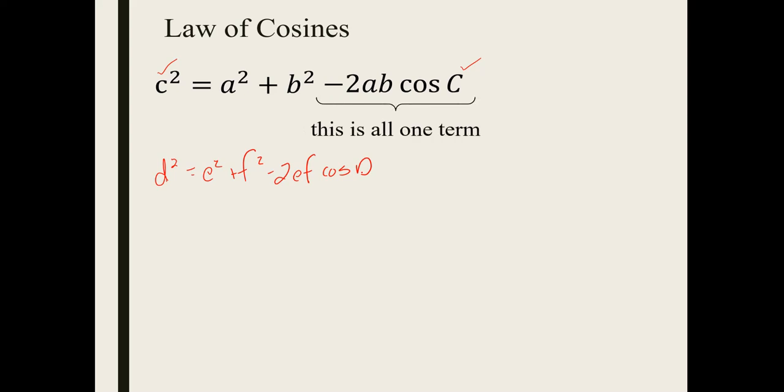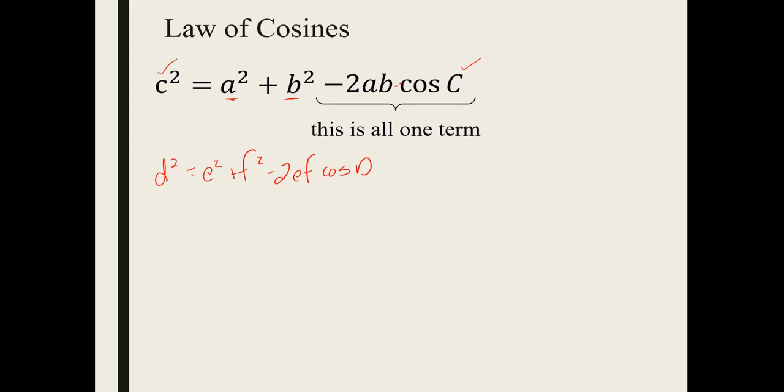Another thing to pay attention to is the fact that this is all one term. You want to make sure that you follow the order of operations. A lot of students want to do a squared plus b squared, and then subtract the 2ab, and then multiply all of that times the cosine of C, and that would be wrong because you have to do multiplication before you can do addition and subtraction.